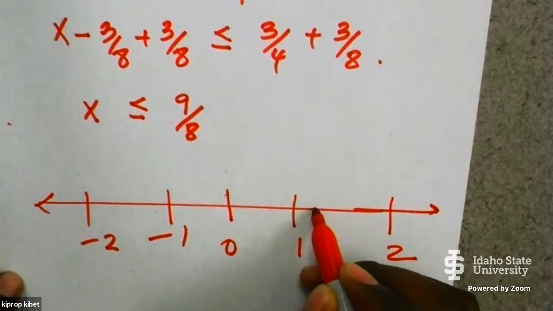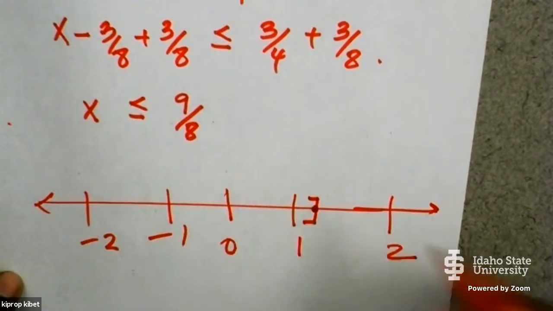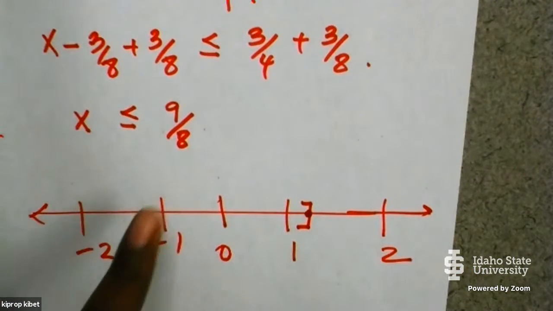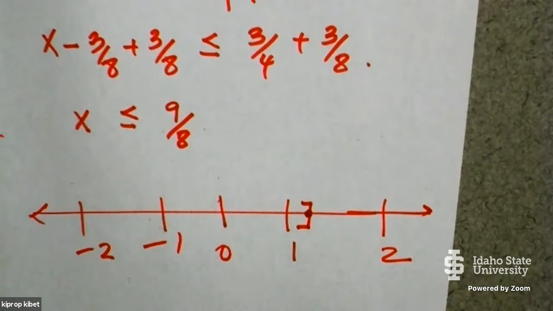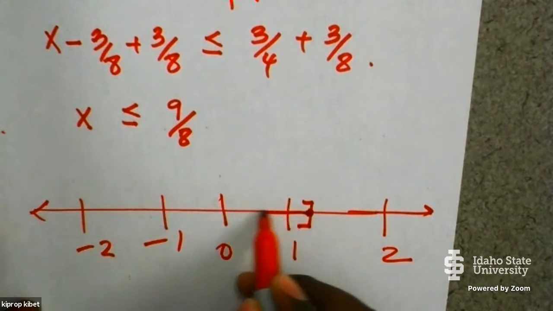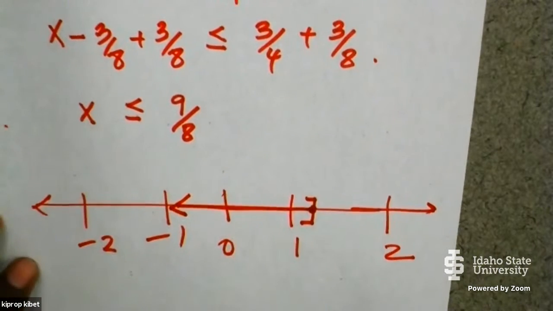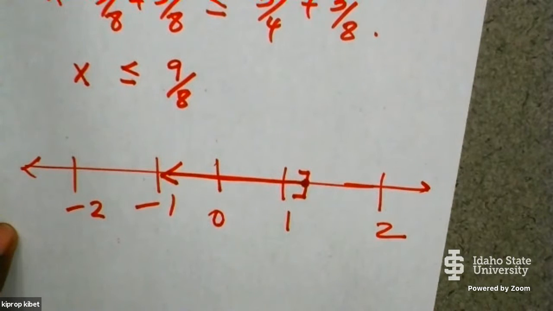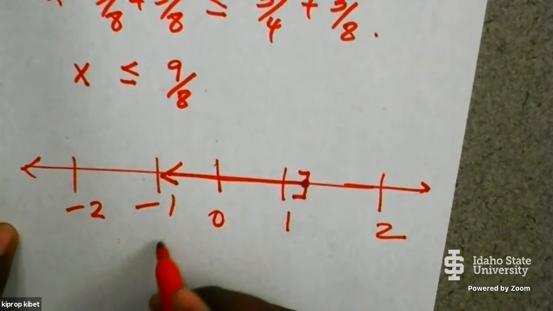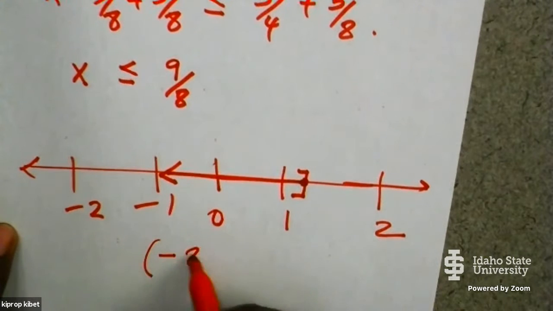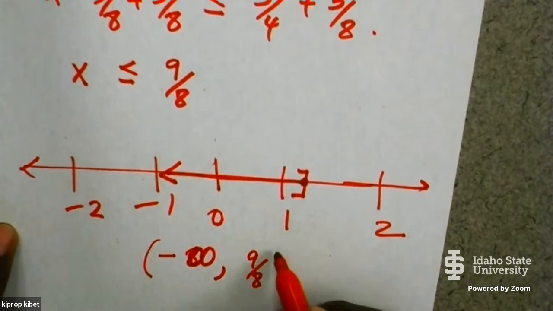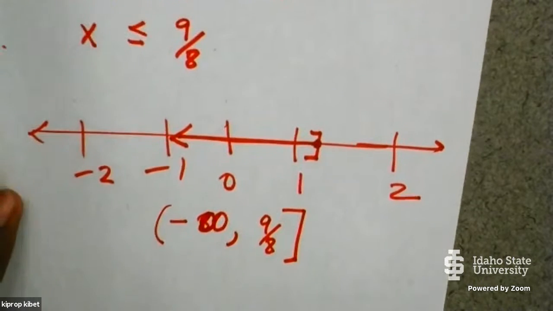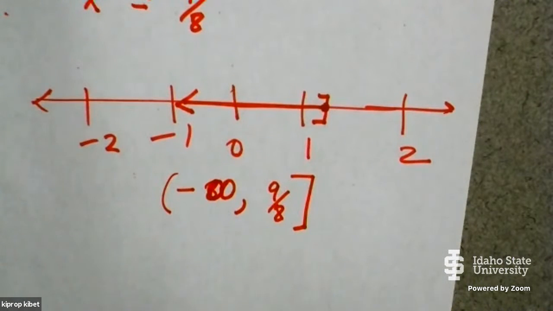Now, this value is what? Included, right? So it should be the brackets. And then this value is less than x. So therefore, it should be this direction. So how will we represent that in the interval notation? Parentheses, negative infinity, comma, 9/8, brackets. So that's how you present.